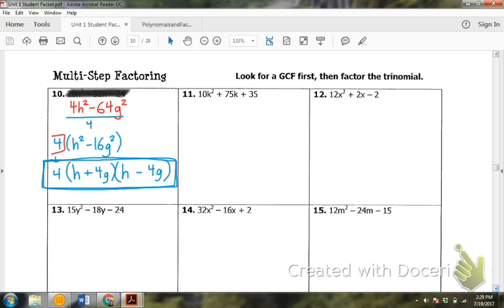Okay, number 11. 16a squared minus 121b squared. Go ahead and do this one on your own. 16a squared minus 121b squared. If you don't know if 121 is a perfect square, you can do a square root on your calculator. What is the square root of 121? Don't shout it out. Try it on your calculator if you don't know. If you don't know how to get the square root button, let me know.